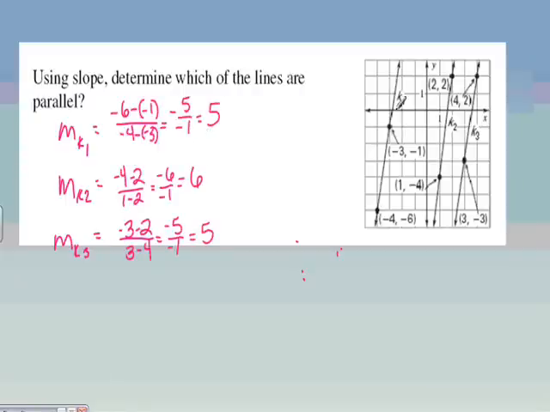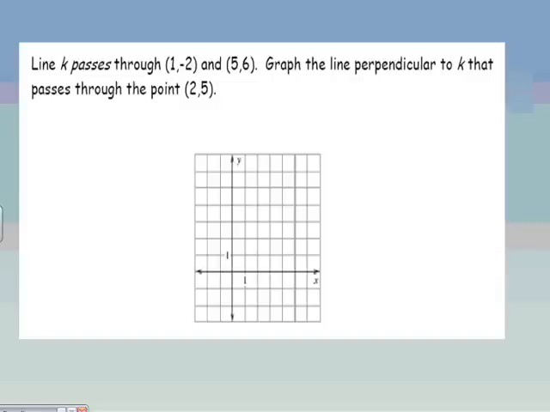All right, so if you counted, that's fine. But it would have been nice to use the slope formula just to practice it and make sure that you know what you're doing with it. And you should have found that the slope of K1 was 5, the slope of K2 was 6, and the slope of K3 was 5, which means that K1 is parallel to K3 because they have the same slope.